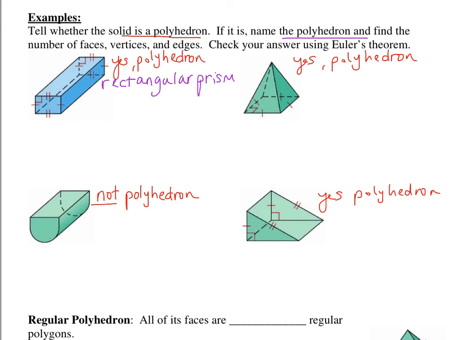So the next one for our pyramid, it is a square on the bottom. So this is a square pyramid. All right, for the next one, because it's not a polyhedron, we're pretty much done with that one.